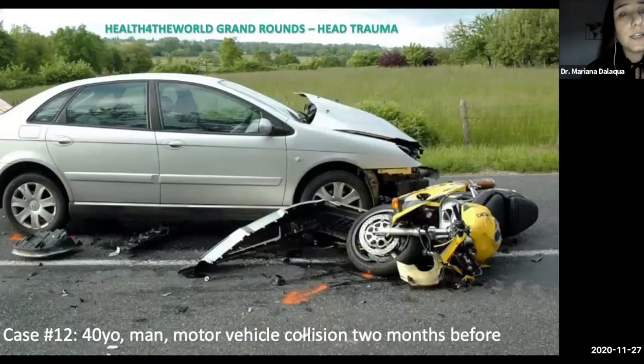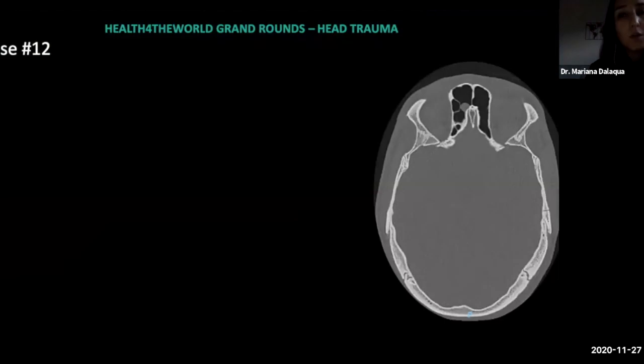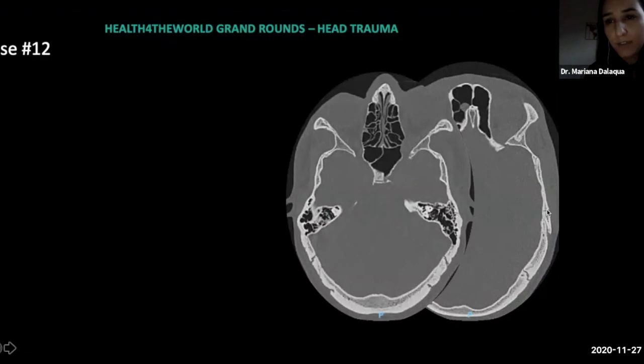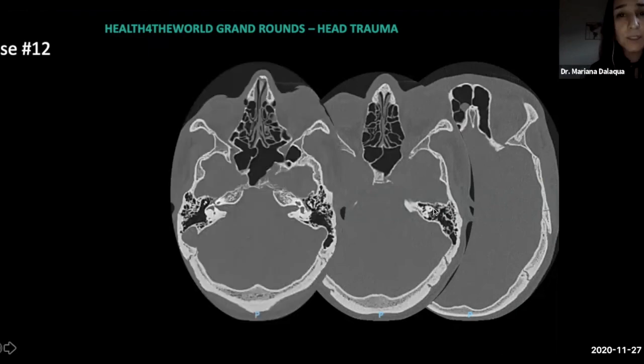So the last case that I want to show you is about a 40-year-old man that had a motor vehicle collision 2 months before. So this patient came with a non-displaced fracture on the left parietal bone that also extended to the temporal bone. So we see the mastoid here that has a little fracture. And we see here in this image a discontinuity of the posterior wall of the left sphenoid sinus. That's something a little bit weird, but let's go on.